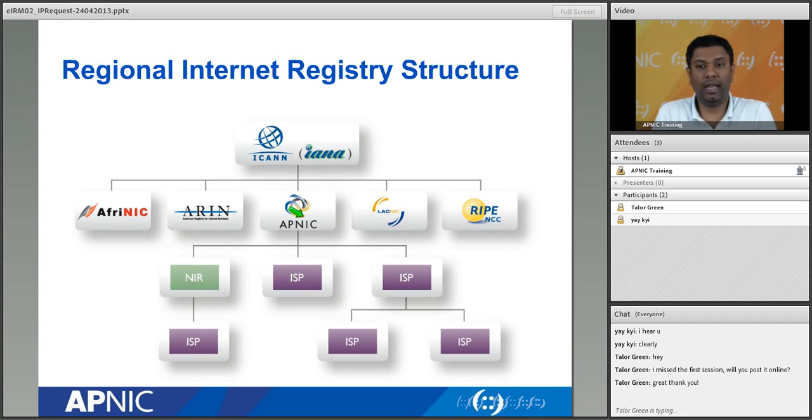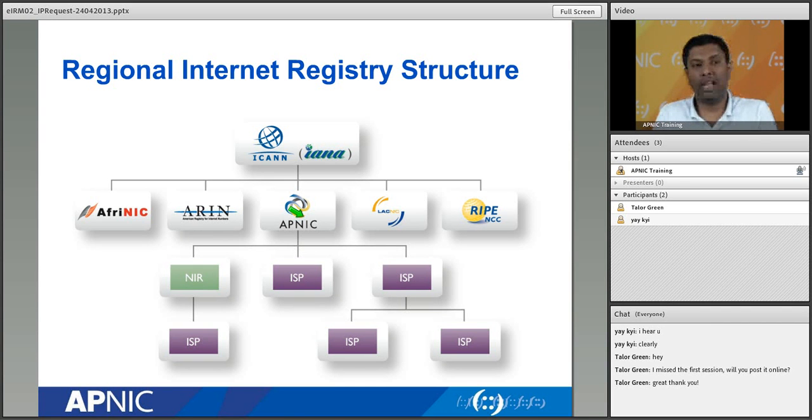Then from APNIC, APNIC has direct members in different economies, and in some economies, APNIC also has a sort of NIR or National Internet Registry. So in the economy where we have national internet registries, ISPs or enterprise organizations are open, they can either go to the national internet registry and get that address. If they approach the national internet registry, it will come to APNIC to get that address on behalf of them. And this is how APNIC distributes in some economies where we have the national internet registry.